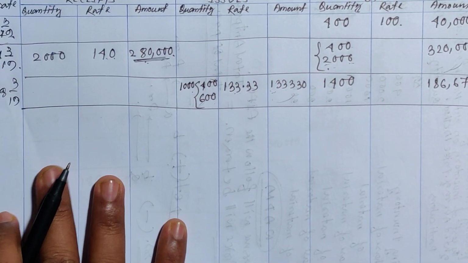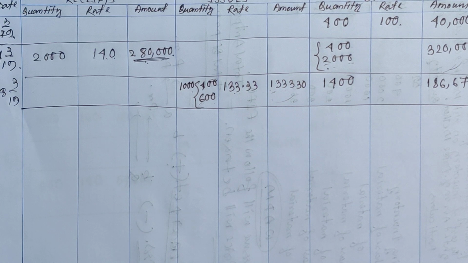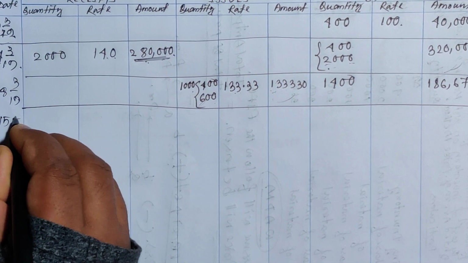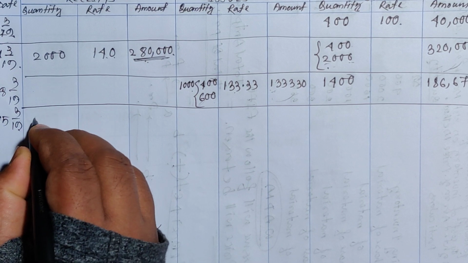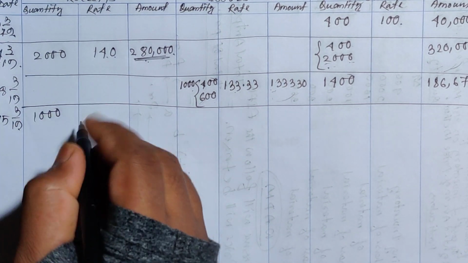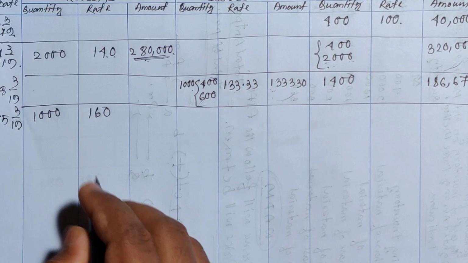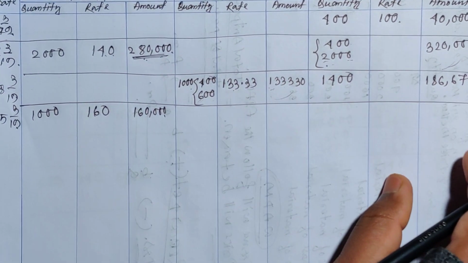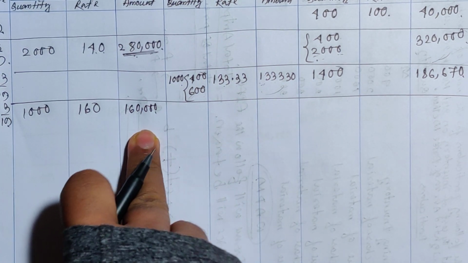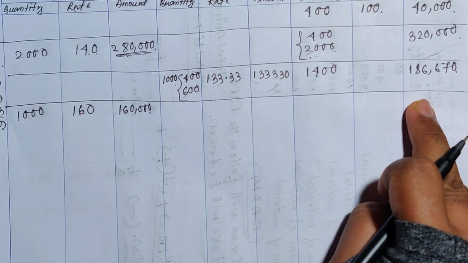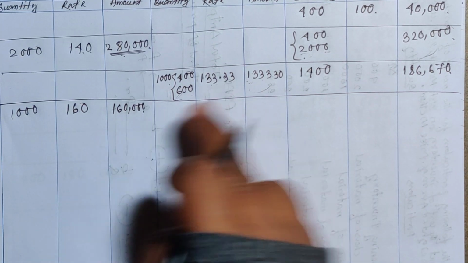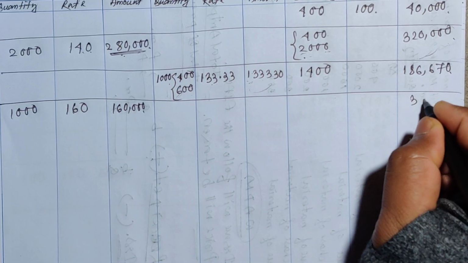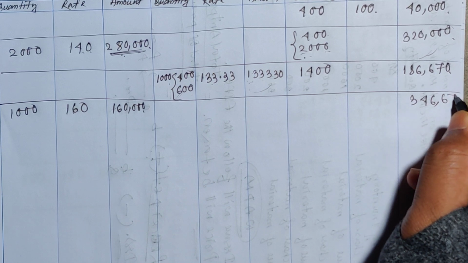Next entry, on the 15th of March, I have purchased another 1000 kg and the per kg price is 160. So friends, that will be a total amount of 1,60,000. As usual, during receipt, the amount will be added to the present stock. That means the total amount will be 3,46,670.